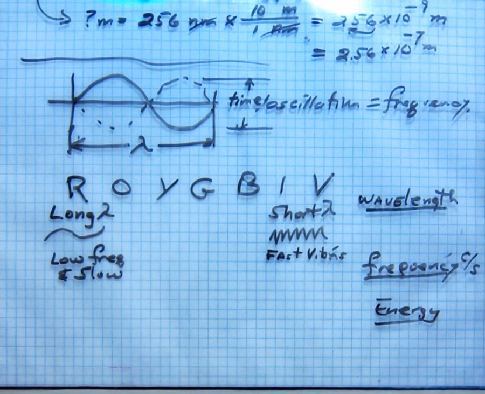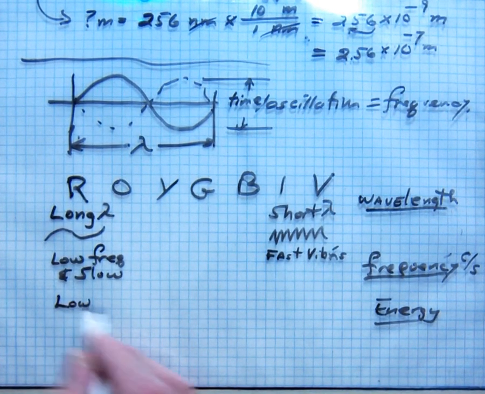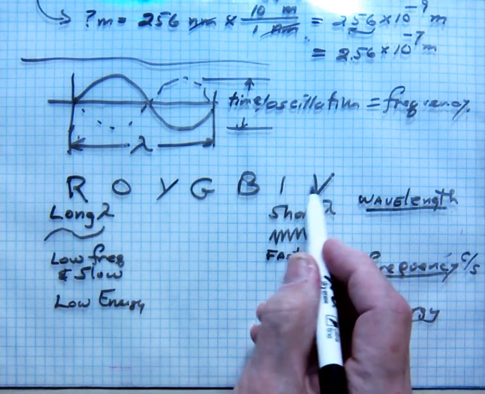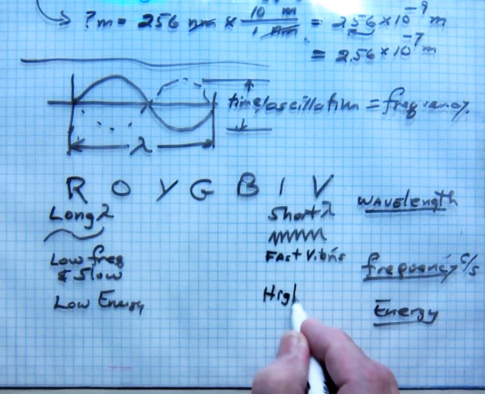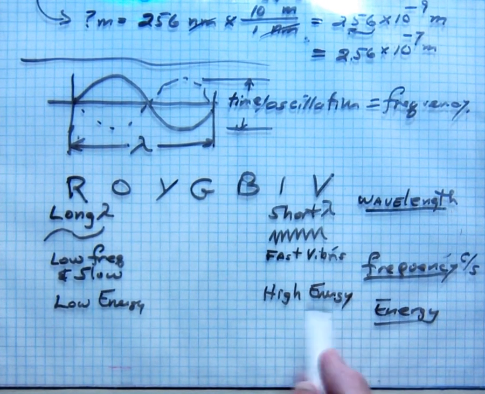Energy is parallel with frequency. So if you have low vibration rates, you also have low energy. And as you move across to the violet end, you have high energy rates in here.